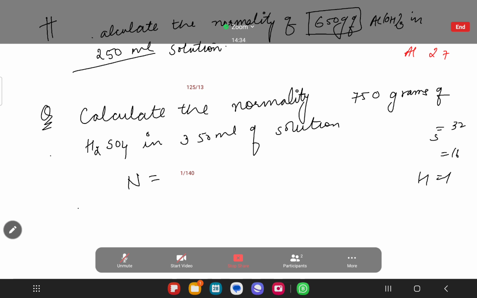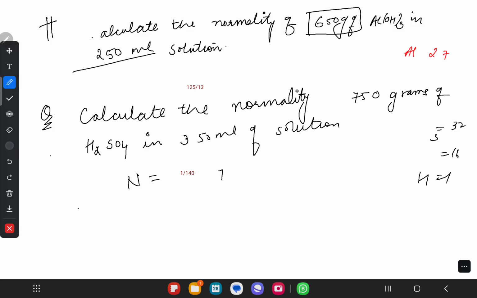1 over 140, that's the answer. Let me solve it for you. It is 750 divided by 49. 750, right. So normality is going to be, cancel.